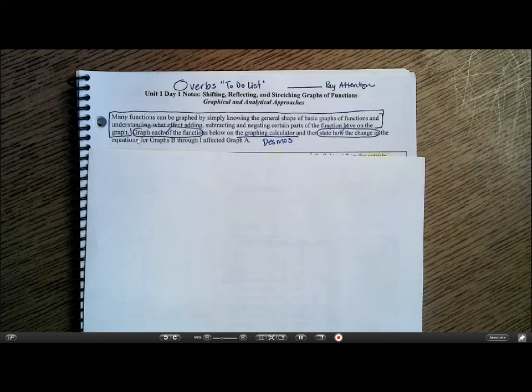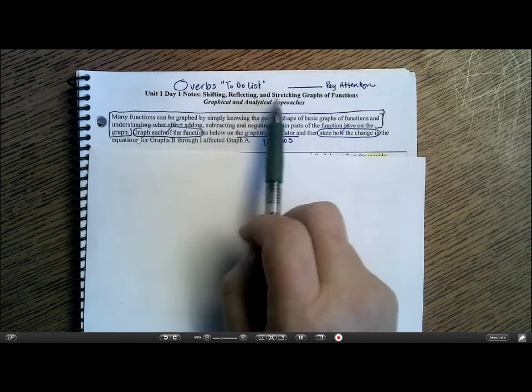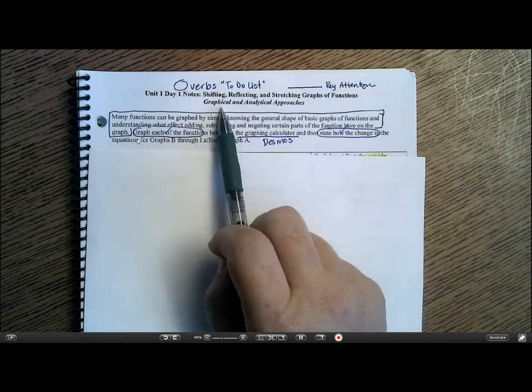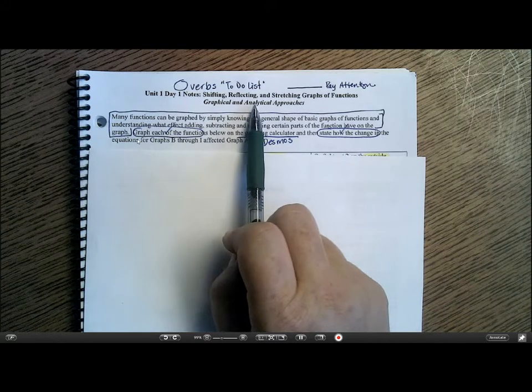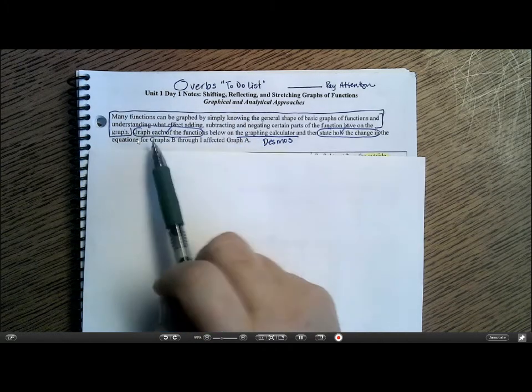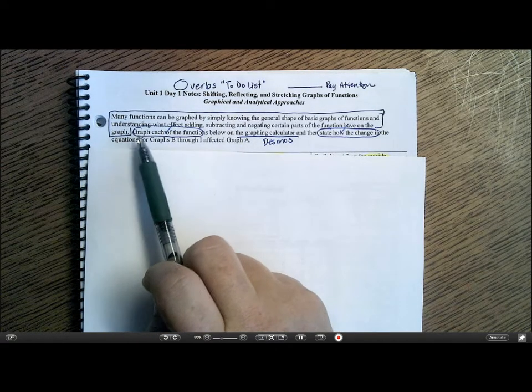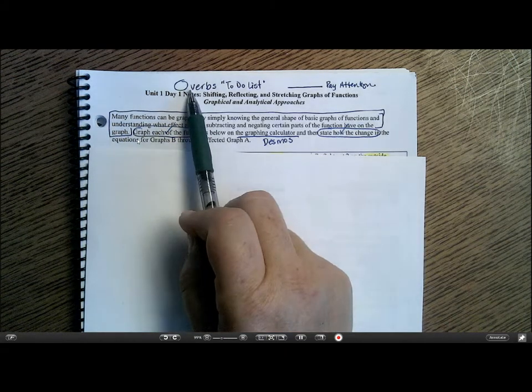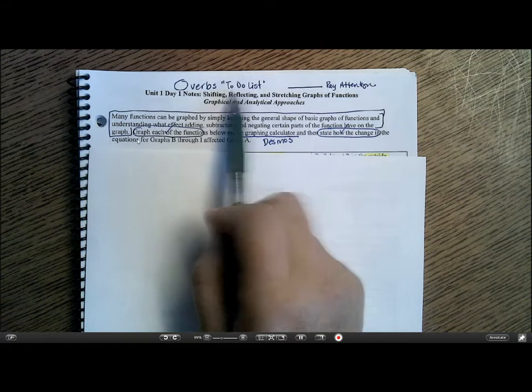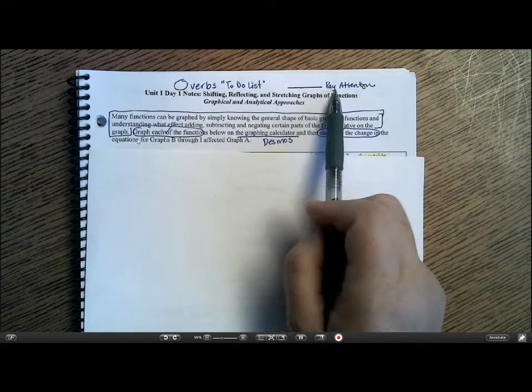Right, so this is day 1 notes, and we're going to be focusing on shifting, reflecting, and stretching graphs. We're looking at a graphical and an analytical approach, so graphical and also using algebra. In this class, you really want to make sure that you read the directions, and I would encourage you to circle verbs. They create your to-do list.